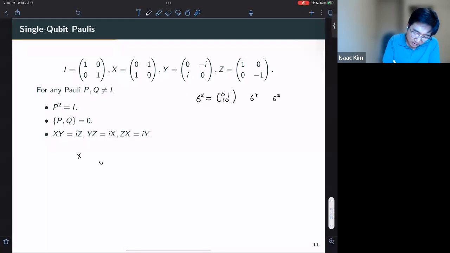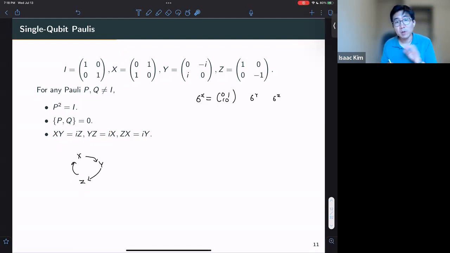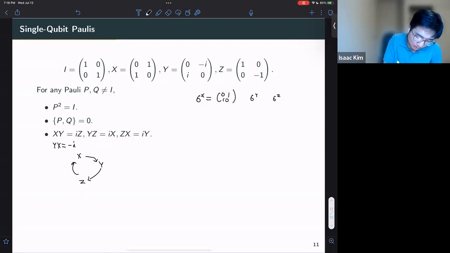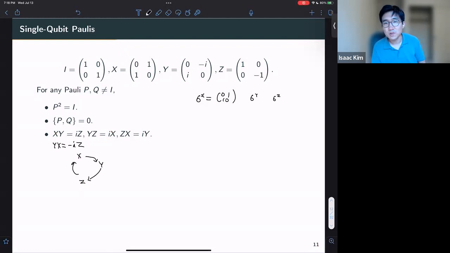The way I think about this is that I have X, Y, and Z, and I have this cycle. So X, Y, the next one is Z, so I get iZ. Y, Z, I get iX, and ZX, I get iY. But if the order is exchanged, then, for example, if I have YX, then I get minus iZ.